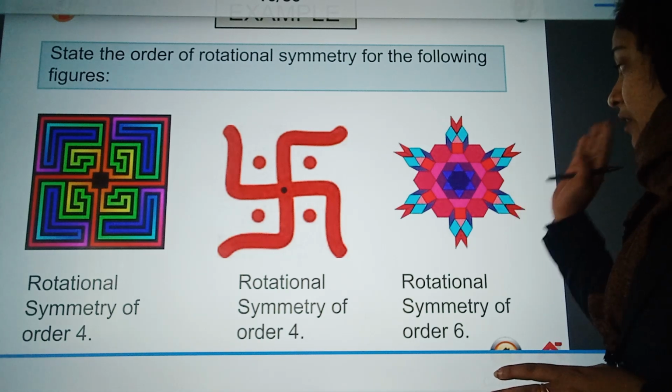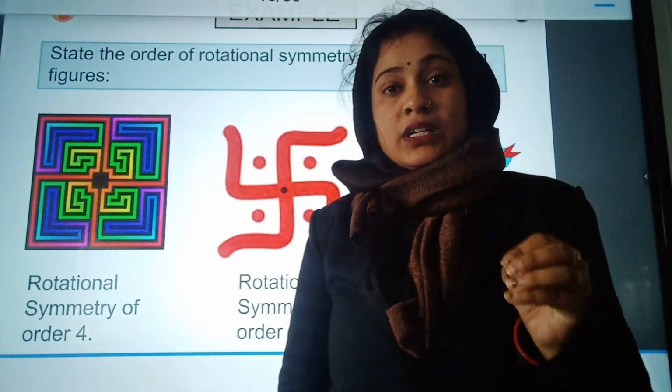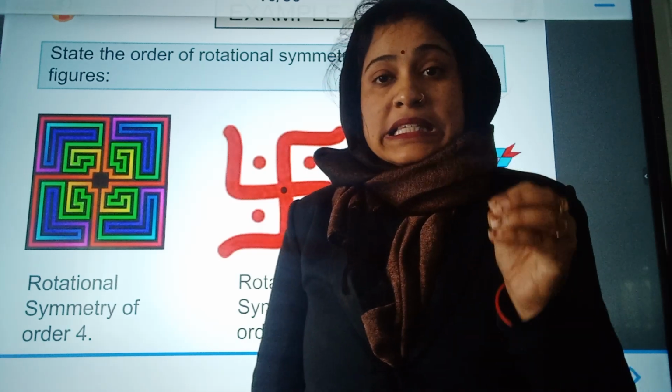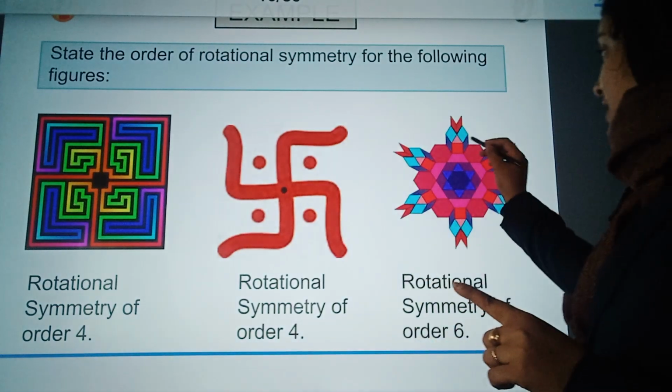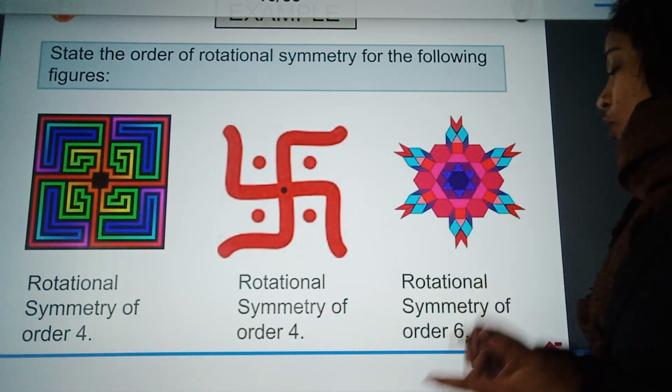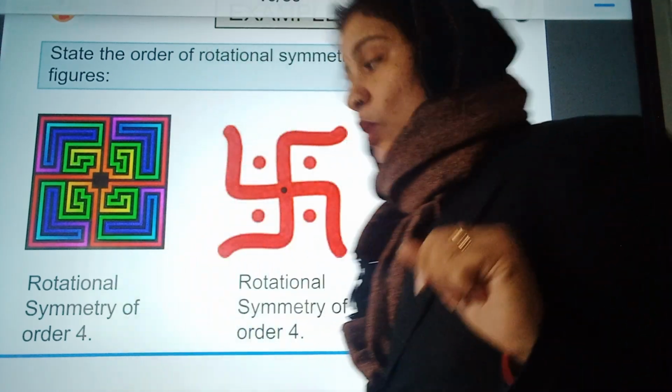Now for this regular hexagon, since the name is regular, it means the figure has 6 equal sides. Now since the sides are equal and the leaflets emerging from all the 6 sides are also the same, what will be the order of rotation? 6. Okay.